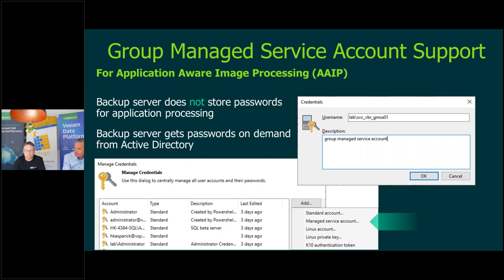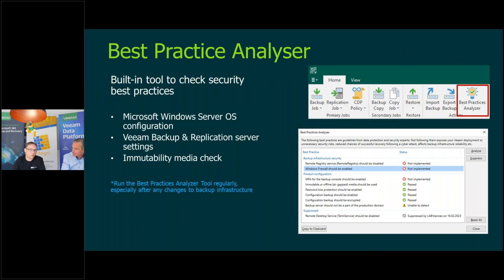And lastly, they have now implemented the best practice analyzer. It's a built-in tool to check the security for best practices. Some of them I already explained, and there are some others. So for example, it checks if the firewall is enabled or not, if MFA is enabled or not, an immutable copy and so on. Also, for example, the remote registry service, which I did not yet explain, should also be disabled. So that's a very good thing.